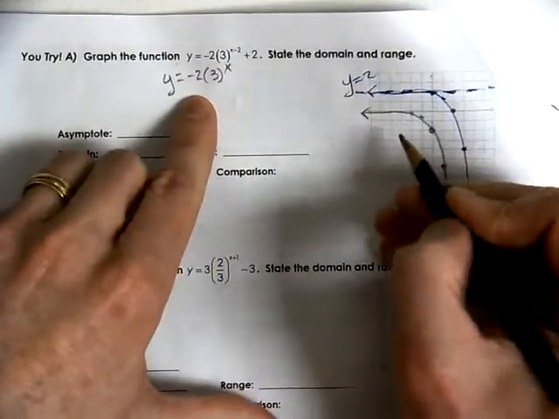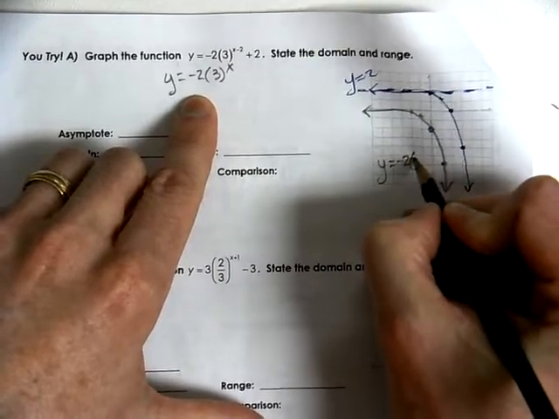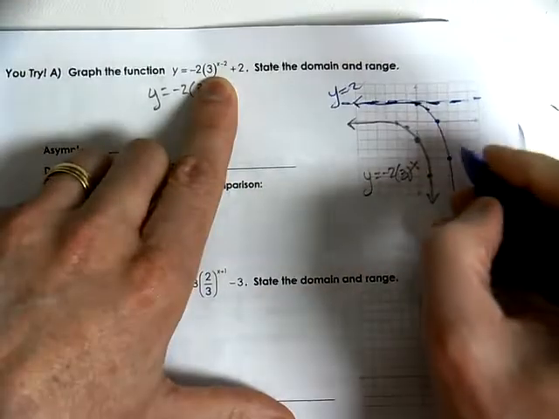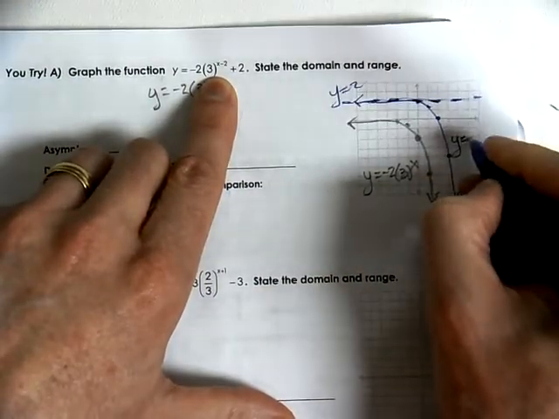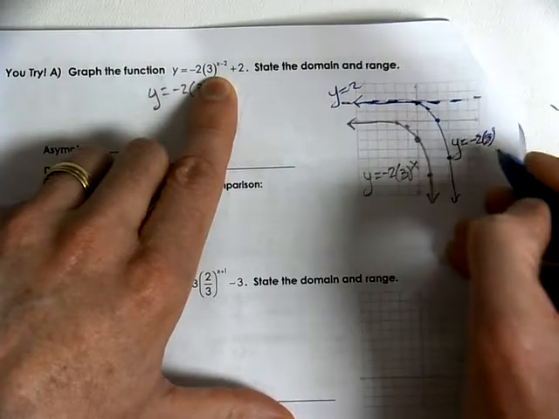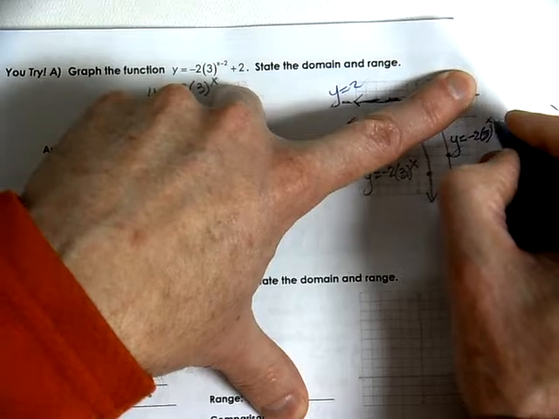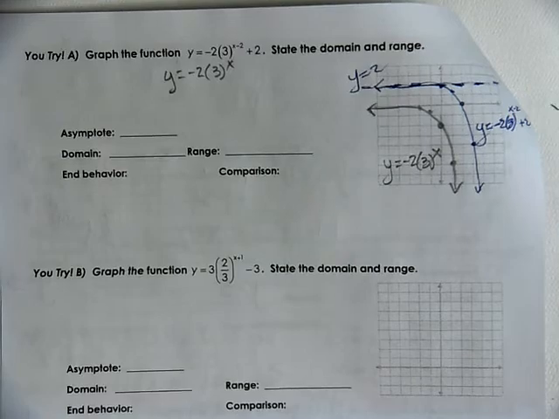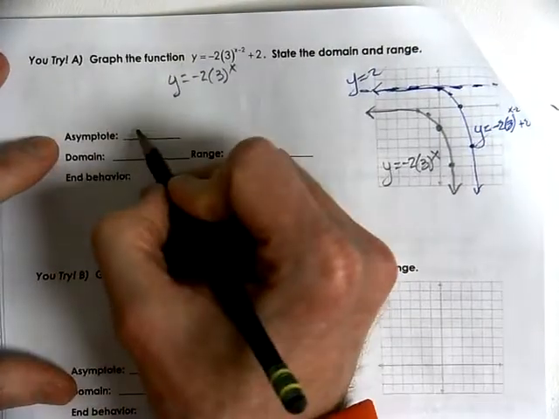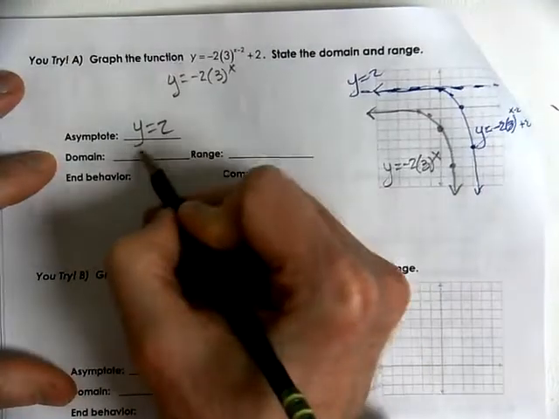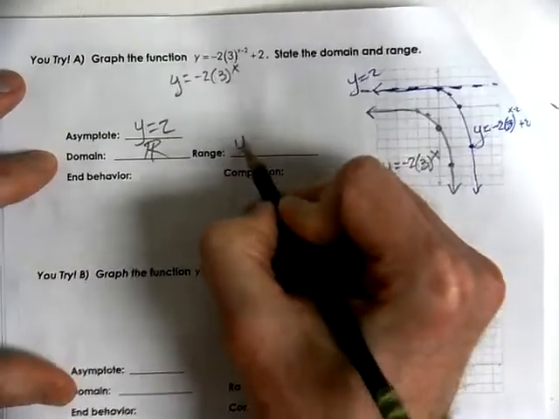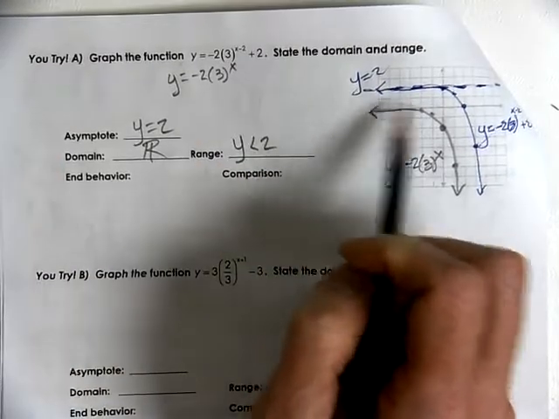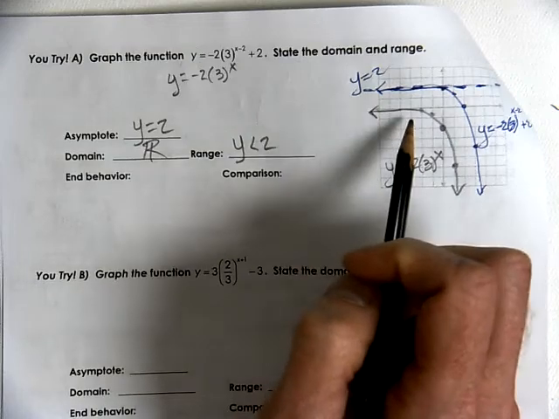For my graph, I first graphed out -2, 3 to the x power, and then I translated all those points two to the right and 2 up. So I have an asymptote at y equals 2, a domain of all real numbers, a range that is less than 2. So this right here is going to tell us this is not exponential decay, this is not exponential growth.